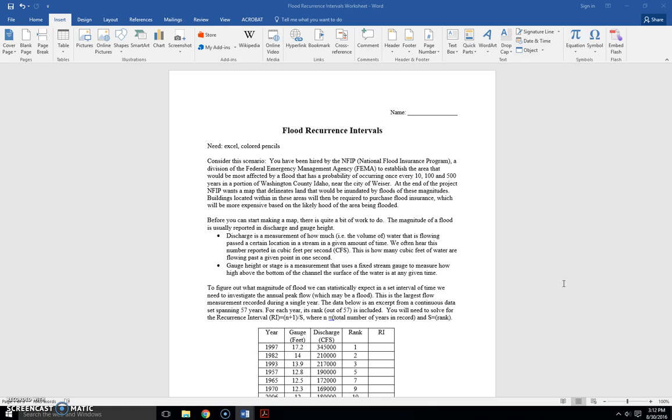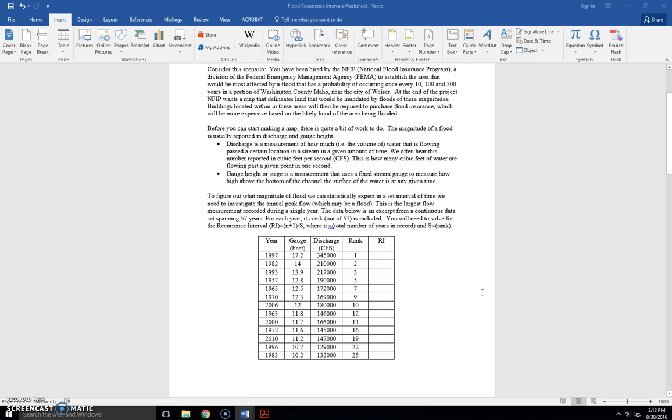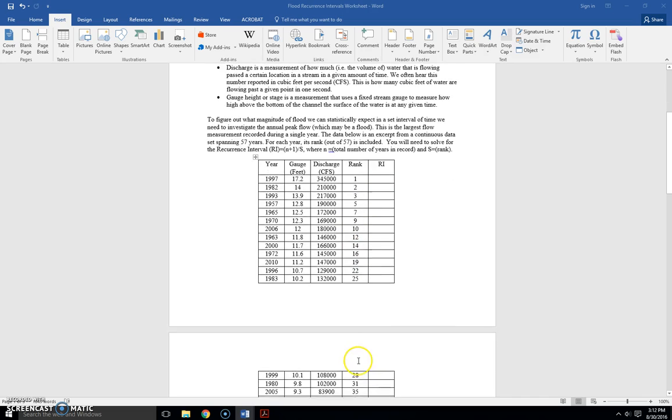To figure out what magnitude of flood we can statistically expect in a set interval of time, we need to investigate the annual peak flow, which may be a flood. This is the largest flow measurement recorded during a single year. The data below is an excerpt from a continuous data set spanning 57 years. For each year, its rank out of 57 is included right here. And it goes on to the next page.